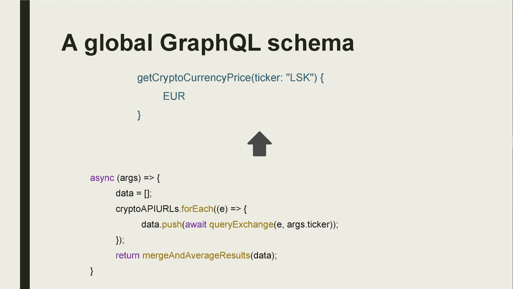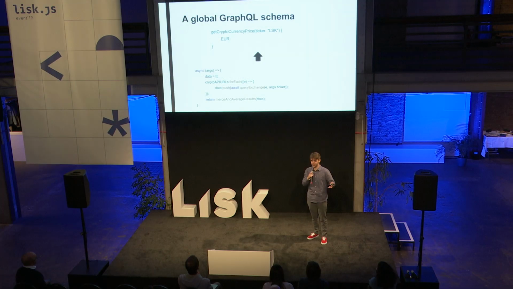For example, this get cryptocurrency price resolver could be implemented in a way that it loops through 20 crypto exchanges. It gets the exchange rates from all of them, and then it merges and averages those results and returns them to the data requester. And so if one of those exchanges goes down, your application still works. If one of those exchanges is delivering incorrect data, your application still works, while both of those situations with existing solutions would break your application.